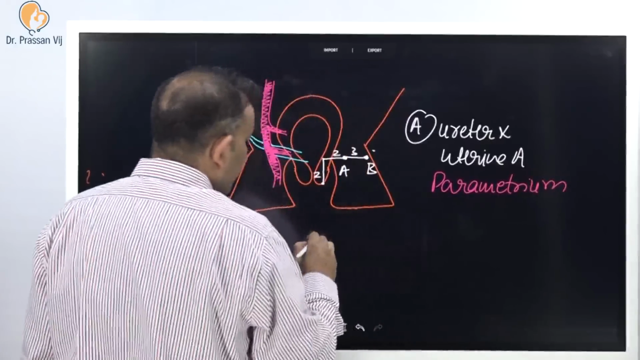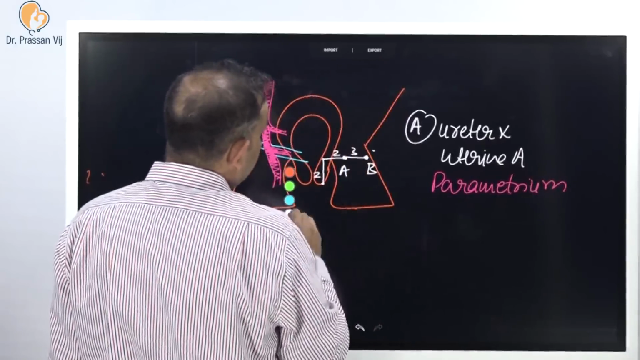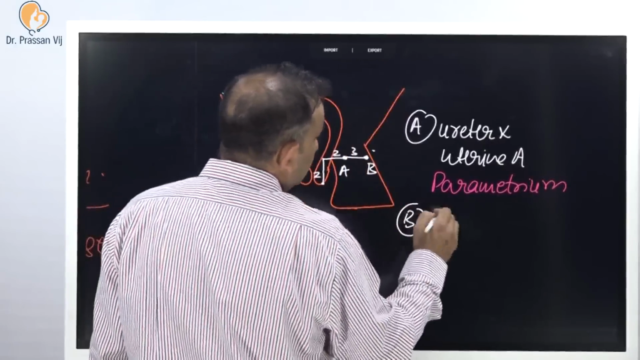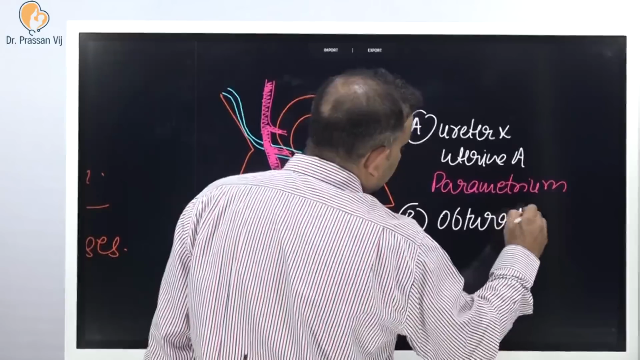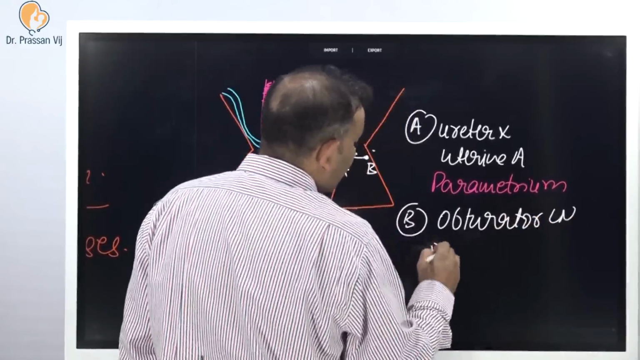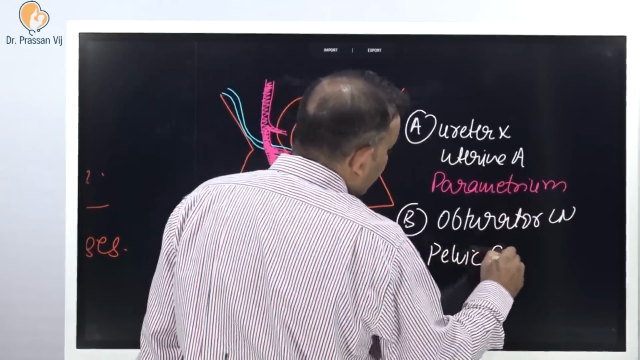So, now what is the point B? Point B is the place which is the obturator lymph nodes at the pelvic side wall.